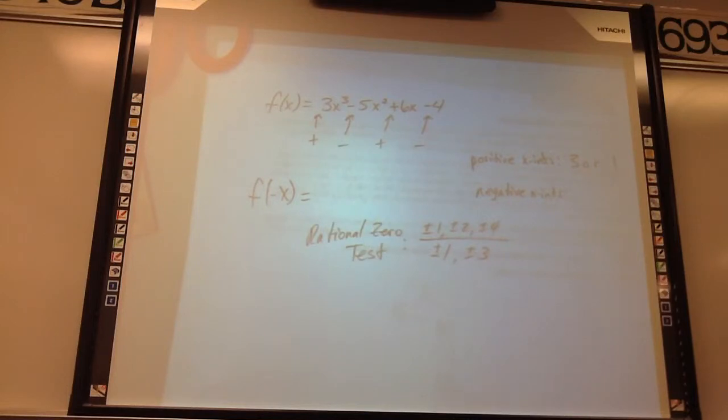And then you have to do synthetic division with every single one to see which one gives you a remainder of 0, and then you know you finally found one. Is there an easier way? There is. It's called a graphing calculator. Welcome to 2015.